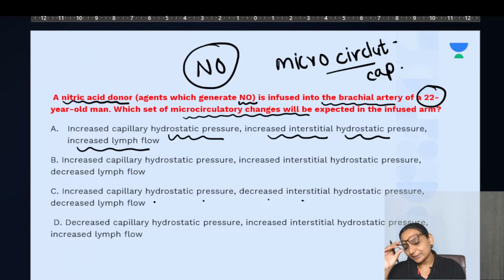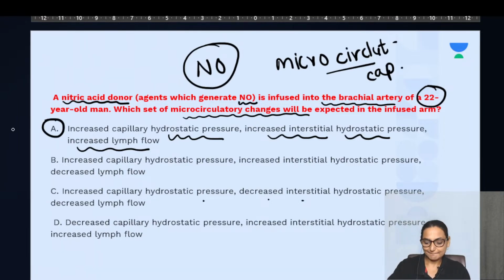This is basically related to edema type of a question. So I'll be teaching you over here the Starling forces which are important. So correct answer is A.